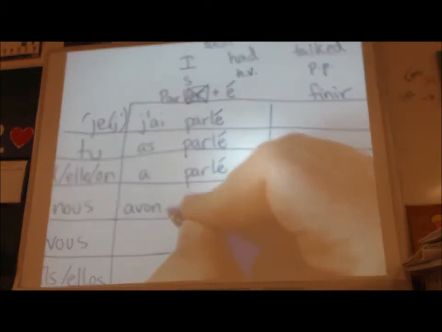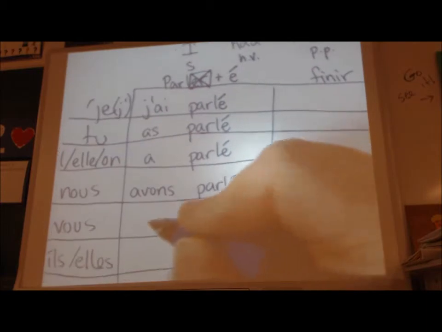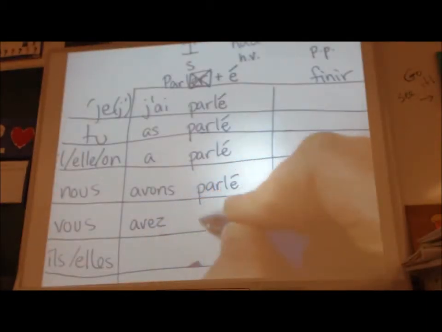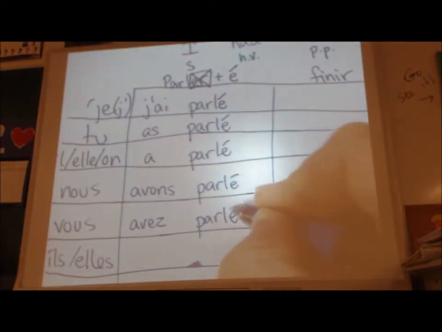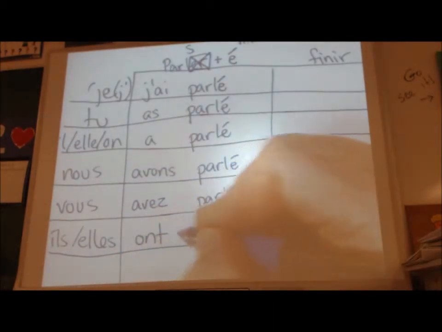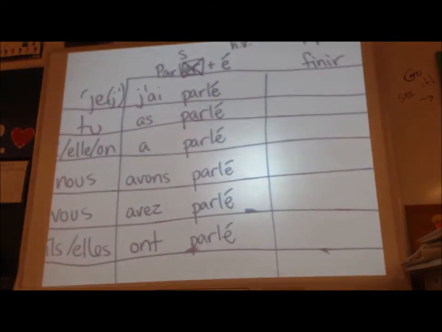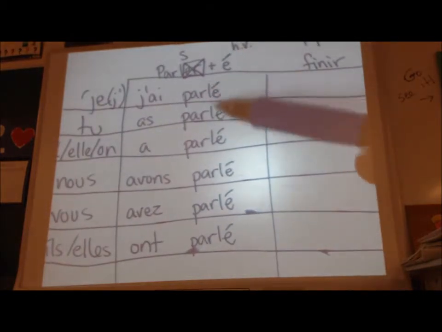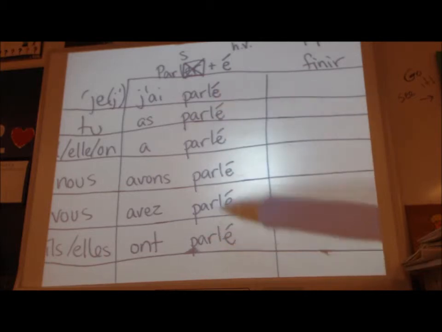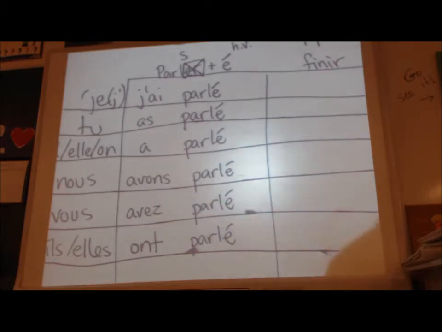Nous avons parlé. Vous avez parlé. And il or elle, pluriel, ont parlé. So again, notice how the past participle stayed the same the entire time. This is our talked, if you will. The helping verb is what conjugates, and you use avoir.